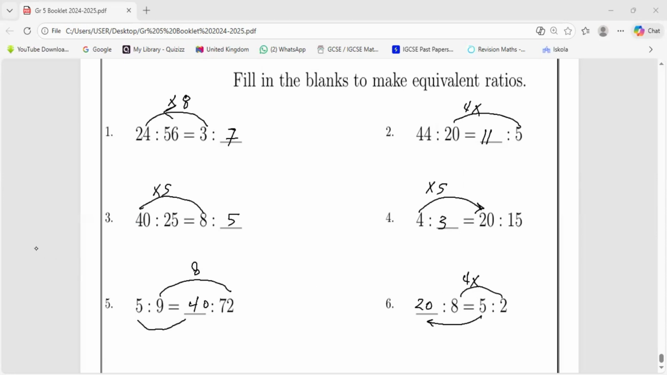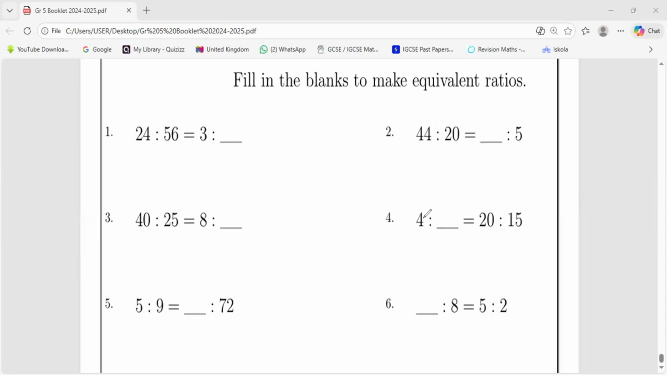And another way, some students say we can divide. Yes, it's good. If you start from big to small like this, we can divide 20 divided by 5, we get 4, and 15 divided by 5, we get 3. Yes, it's okay, no problem. And here we can start to divide by 5, because 40 divided by 5 is 8, and 25 divided by 5, we get 5. But I prefer to start from small to big.